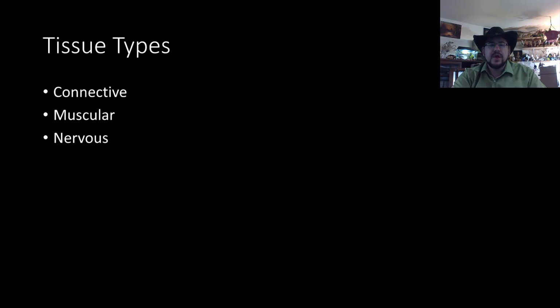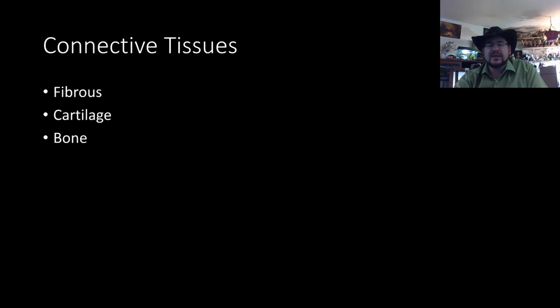There are 4 basic tissue types in the human body, right? We have connective tissue, muscular tissue, nervous tissue, and epithelial tissue. This is our roadmap for the remaining part of Chapter 4. So let's just get into connective tissues. Amazingly enough, there are 4 types of connective tissues that we'll be talking about: fibrous tissues, cartilage, bone, and blood is also a connective tissue.